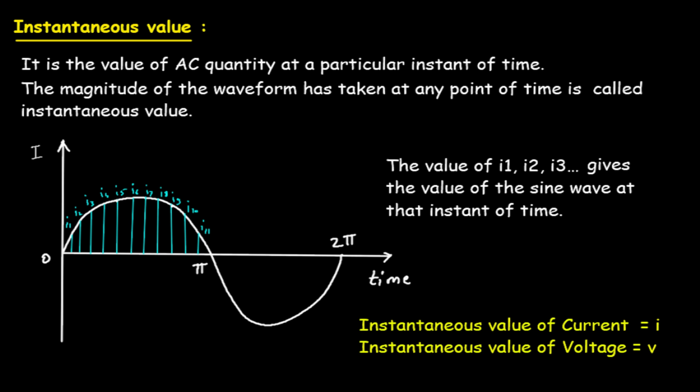Let's begin by looking at the title at the top of our screen, highlighted in yellow, instantaneous value. Right below it, we have our formal definition. Let's read it and then break it down piece by piece. It says, it is the value of an AC quantity at a particular instant of time. Okay, let's dissect that sentence.